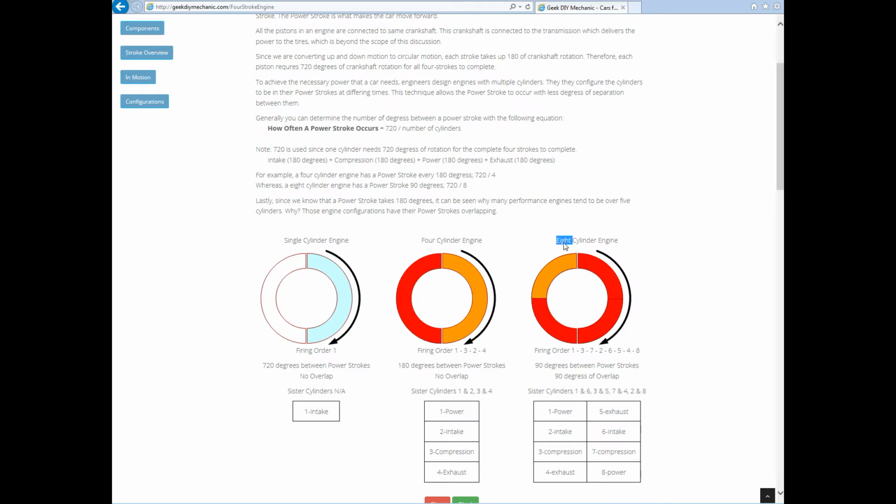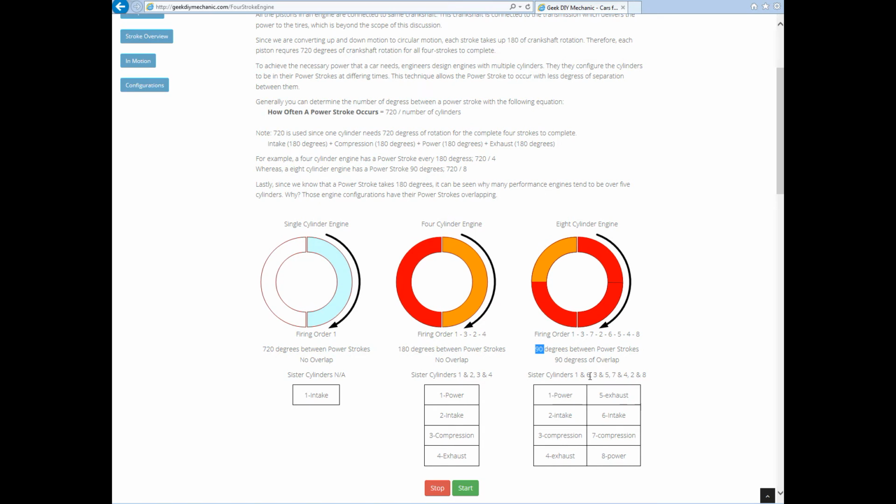Let's see what that means. Let's look at an 8-cylinder. So we take 720 divided by 8, and we get 90 degrees. Every 90 degrees, remember 360 is comprised of 4 90-degree segments, you're firing. So now you can see how you're almost always in constant power, and that's why you can see them wanting 10 and 12 cylinders. So a V8 allows 90 degrees of power overlap.